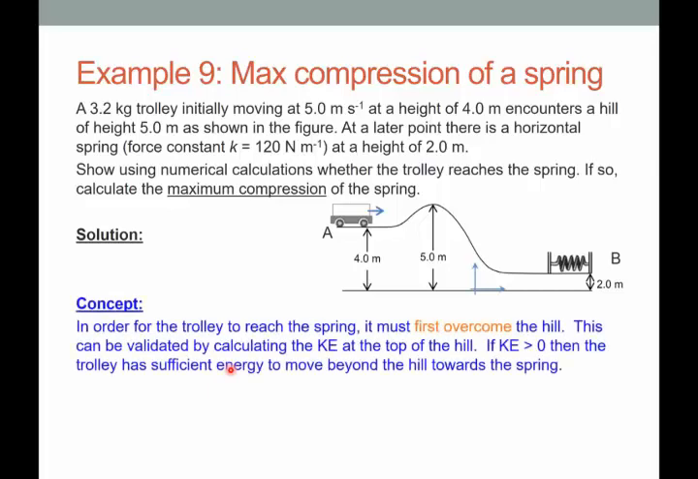Okay, to solve this problem, we have to check whether the trolley, if it were to reach the spring, has to first overcome the hill. This can be validated by calculating the KE at the top of the hill. If the KE is greater than 0, then the trolley has sufficient energy to move beyond the hill towards the spring.